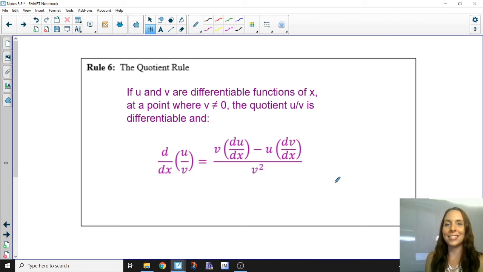I know, it just looks so bad. Let's talk it through, and then I'm going to give you something that will help you never, ever, ever forget it, okay? Ready? Here we go. This says if you are taking the derivative of a function divided by a function, what you do is you take the bottom function times the derivative of the top function minus the top function times the derivative of the bottom function, all divided by the bottom function squared.